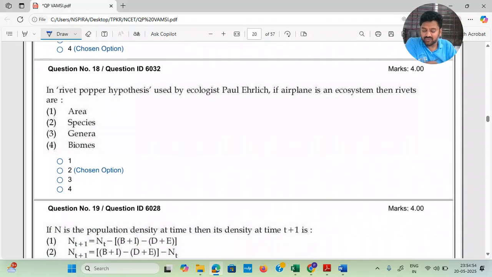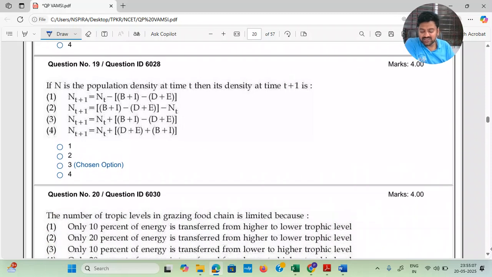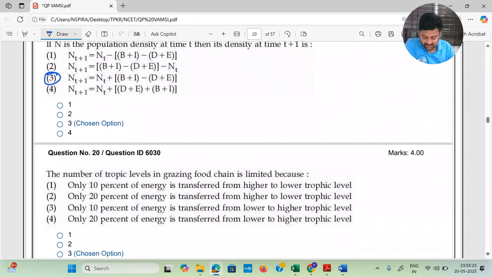In Rivet-Popper hypothesis used by ecologist Paul Ehrlich, if aeroplane is an ecosystem, the rivets are considered as species. If N is the population density at time t, then its density at time t plus 1 is denoted by Nt+1 is equal to Nt plus birth rate plus immigration minus death rate minus emigration. So third one will be the most correct answer.